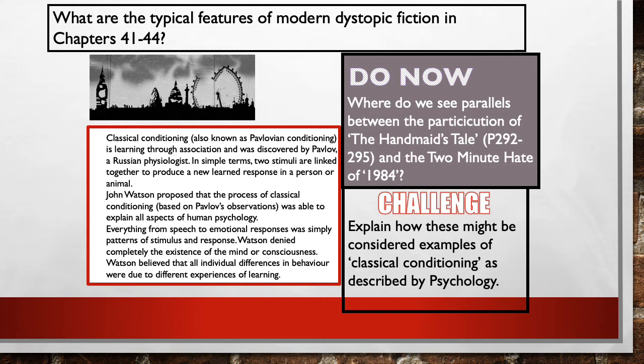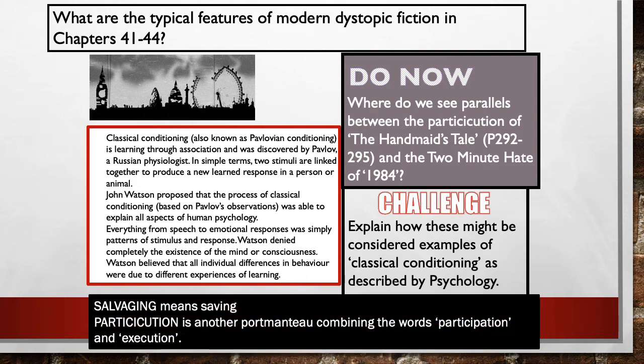If you'd like to take up the challenge, you will need to have a read of what's in the box on the left, and the challenge is to explore how those two extracts, Handmaid's Tale and 1984, might be considered examples of classical conditioning as described by psychology.